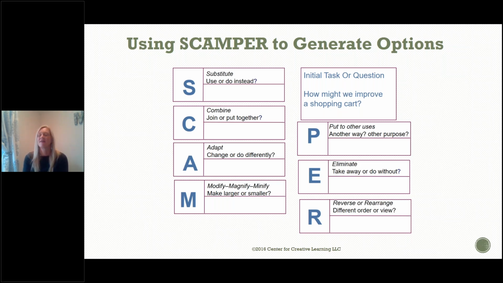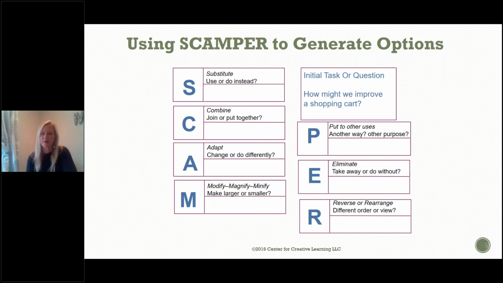So let's practice. Let's imagine that we want to improve the shopping cart. How might we make a shopping cart better? What I like to do is I would like to magnify those wheels. So the M helped me think about this. I'd like to have some wheels that are much bigger because when I leave the store, I'm going over the curb, I'm walking to my car, sometimes it's bumpy. I think bigger wheels would really help make that shopping cart better.